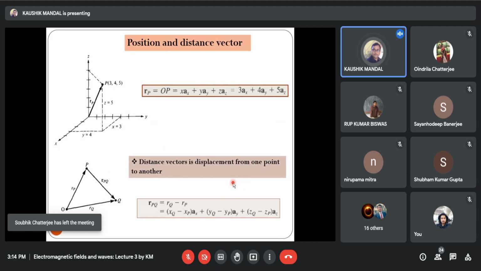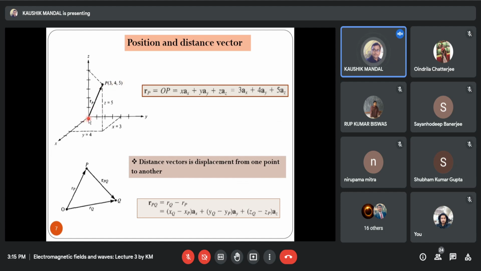Now we will discuss the position and the distance vector. First, we consider the position vector. In that particular figure, we have considered three orthogonal axes: x-axis, y-axis, and z-axis. We are considering a point P. This coordinate point is 3, 4, 5.